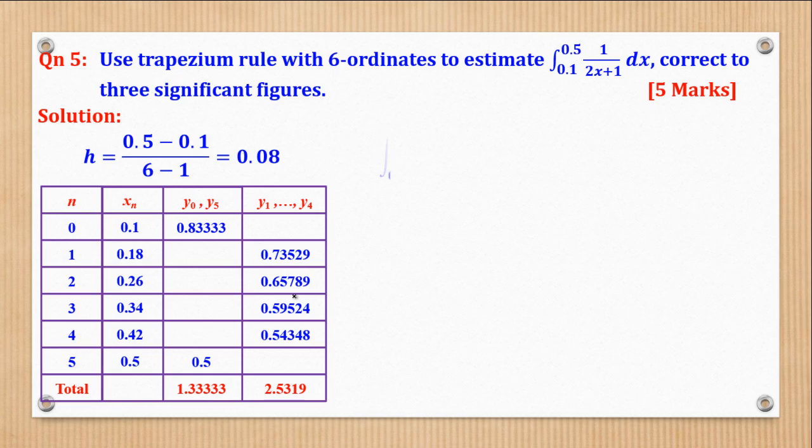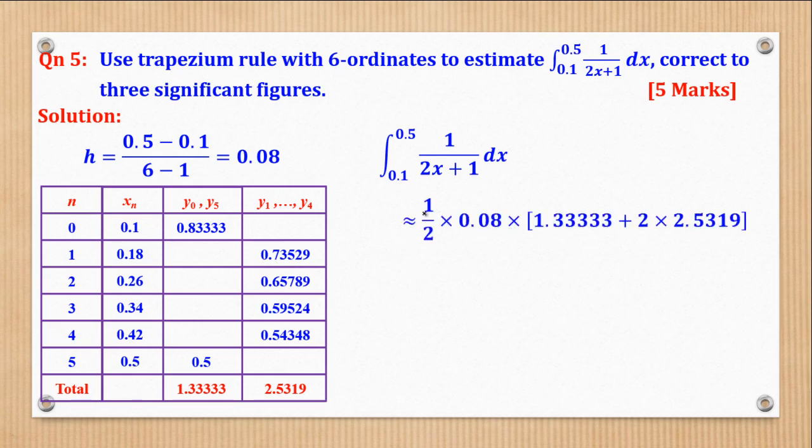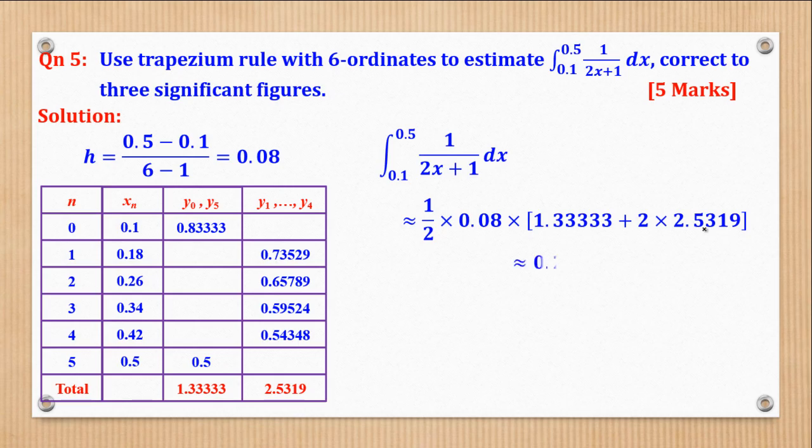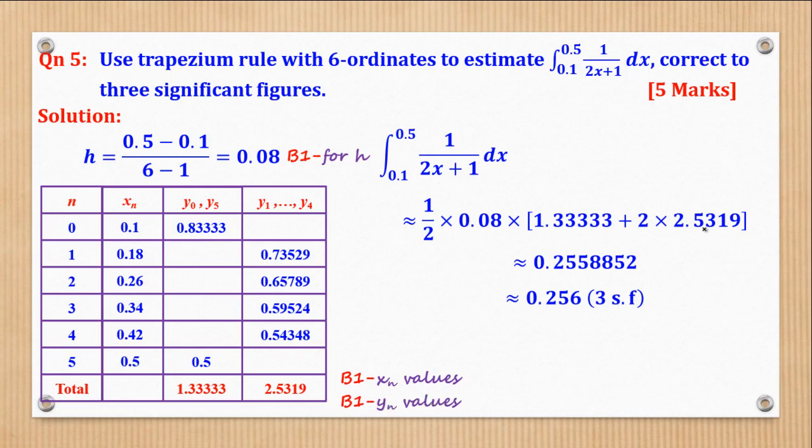After that, I can now come and get the area they wanted. So a half times h in brackets, the sum of the extreme values plus twice the sum of the intermediate values. Then you can use a calculator, maintain the approximate sign, and then round off to the required accuracy. So basically that is what they wanted.